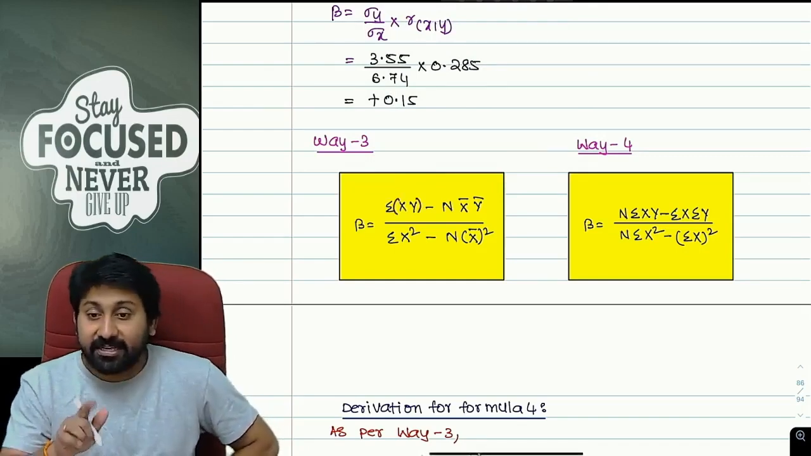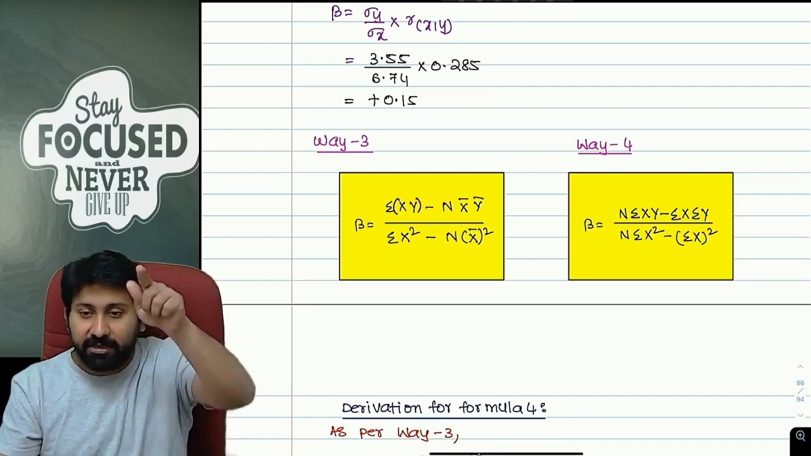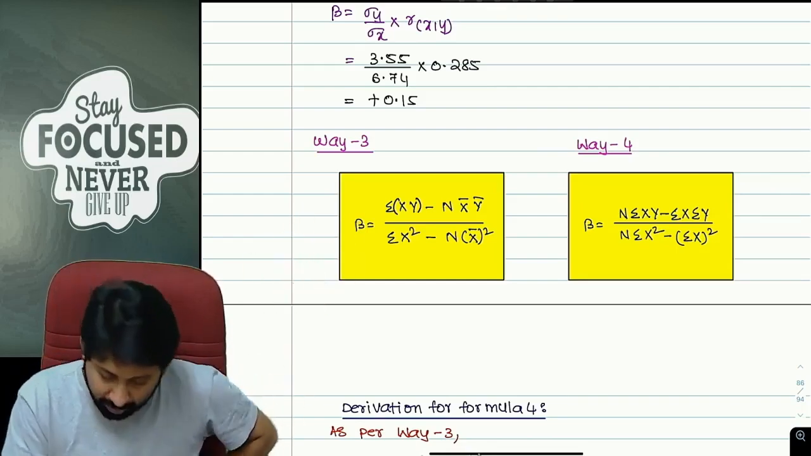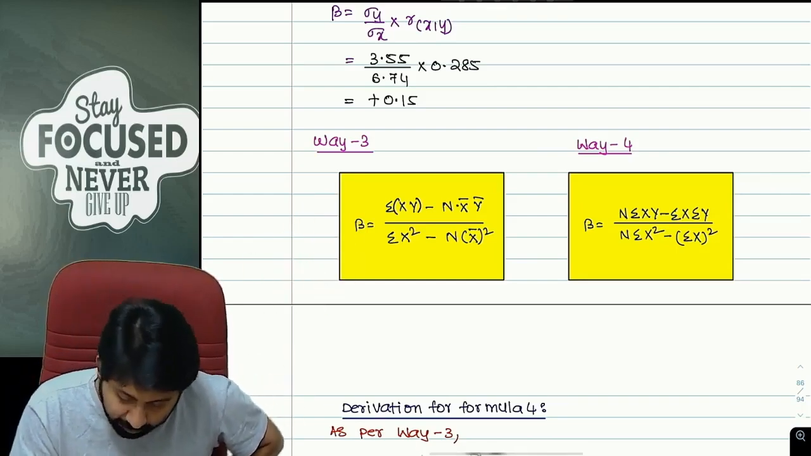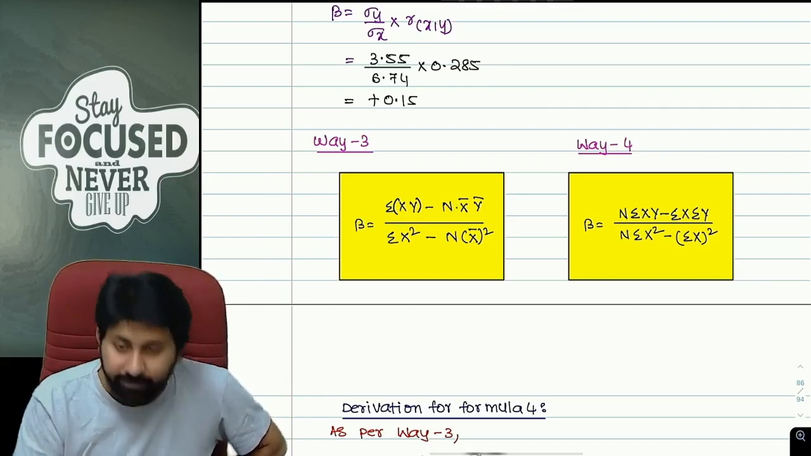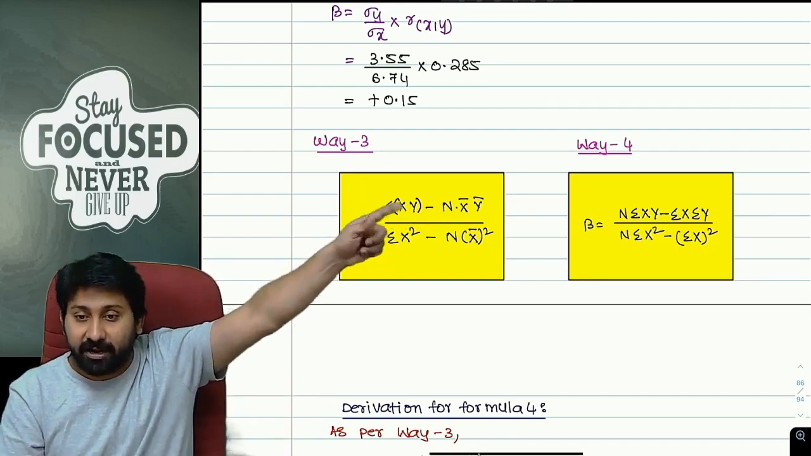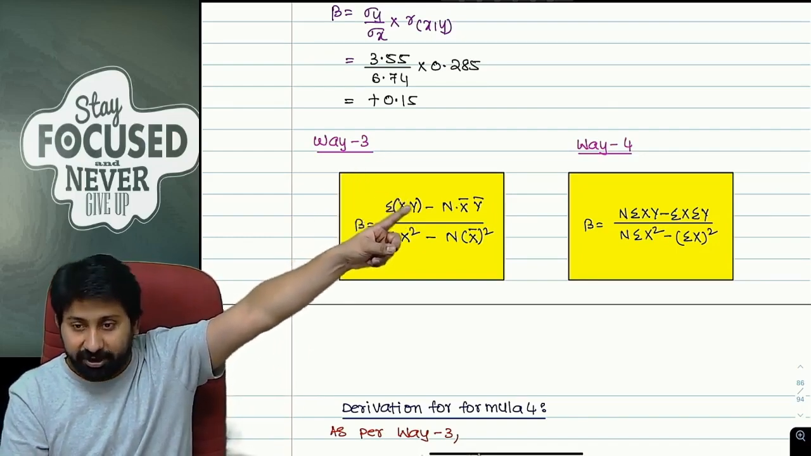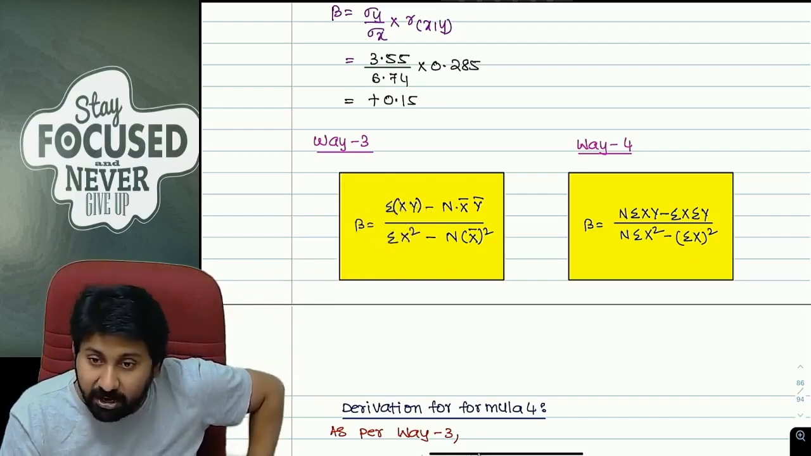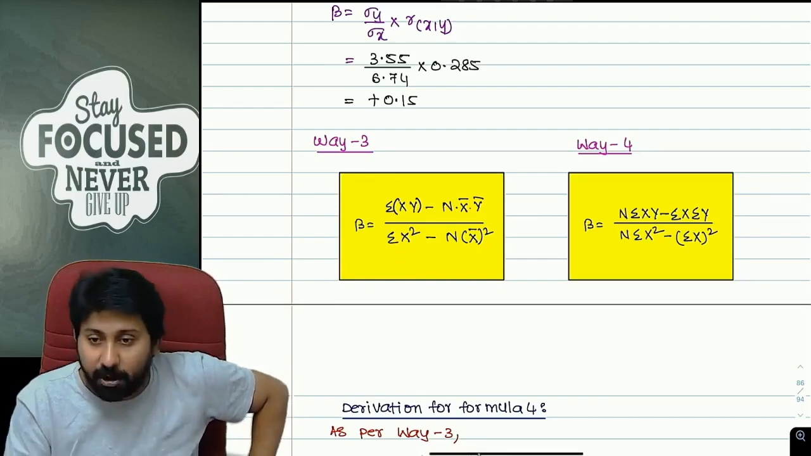It is the sigma of xy. First, x means the market return and y means the security return. Both multiplied is called sigma xy. Minus n, where n means the number of observations, here 3 which we have taken from past data, into x bar, the average market return, and y bar, the average security return. You multiply the mean of the market and the mean of the security, and multiply by n.